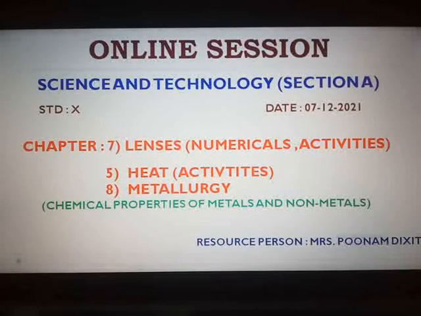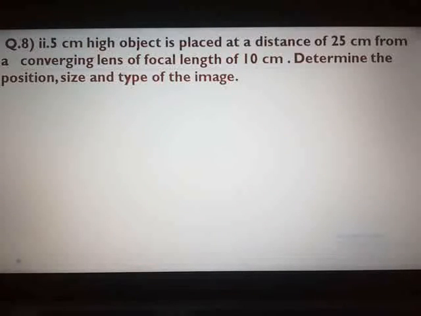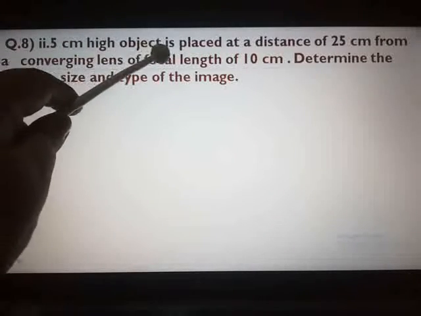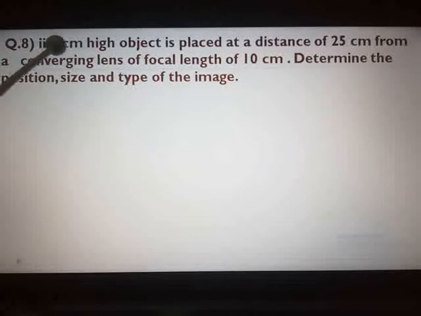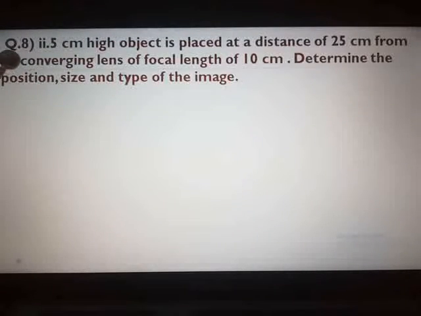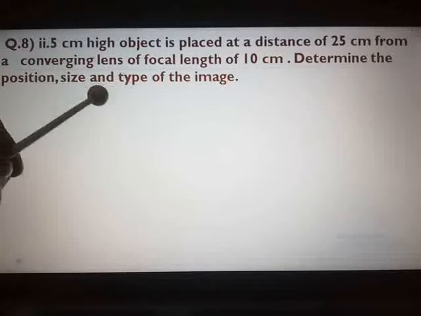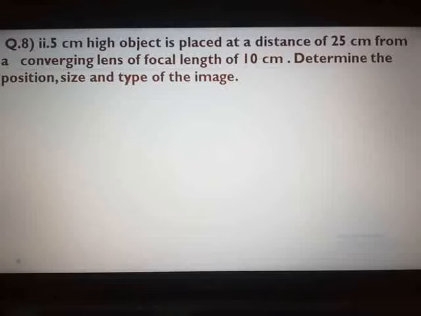Question number 8, numerical example number 2. First sum was over that day. A 5 centimeter high object is placed at a distance of 25 centimeter. Height of the object is 5 centimeter. The object is placed at a distance of 25 centimeter from a converging lens. Converging lens means a convex lens of focal length 10 centimeter. Determine the position, size and type of the image. You have to determine the position, size and type.